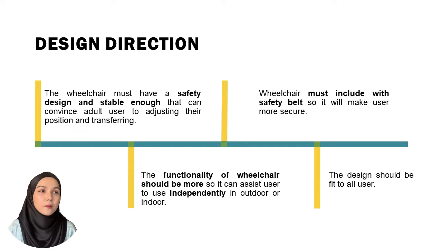The wheelchair must also include a safety belt so that the user is more secure. The functionality of the wheelchair should be greater and able to assist users to be more independent outdoors or indoors. And the last is that the design must fit all users.